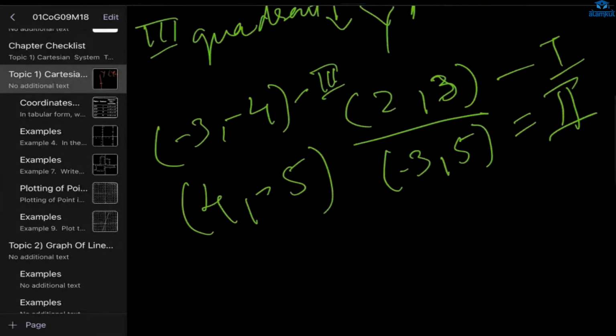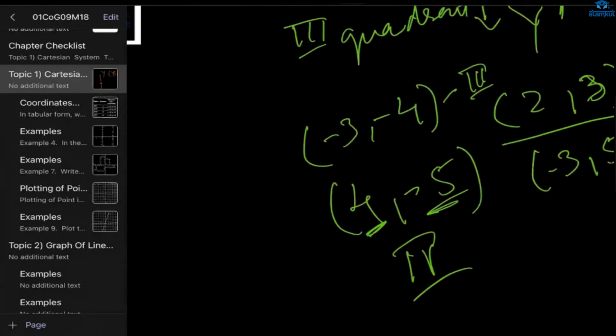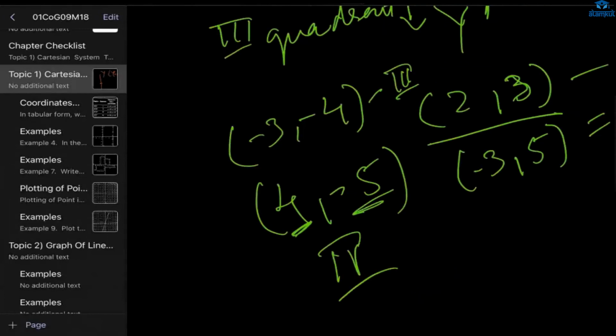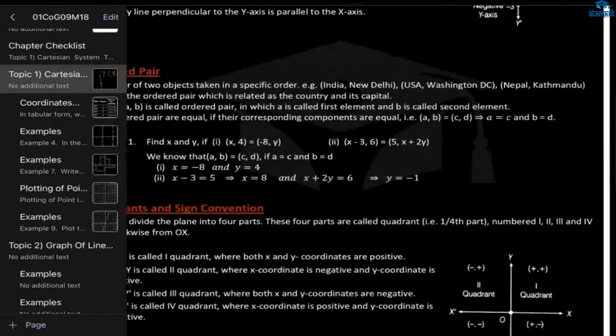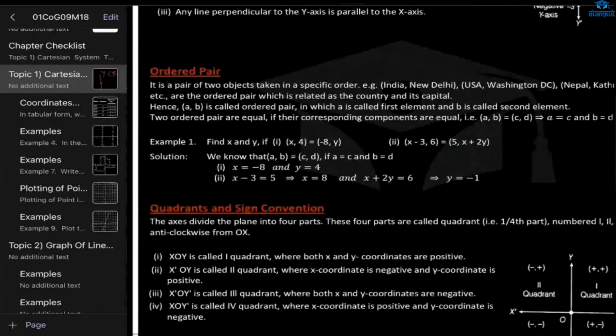Fourth quadrant. Yeah, fourth quadrant, because x is positive, y is negative. Okay, so everybody understood the different quadrants and how the values are represented in different quadrants? These are basics. If you know them, then you are able to represent the points very nicely. So we have learned about the ordered pair, the coordinate and the sign convention.